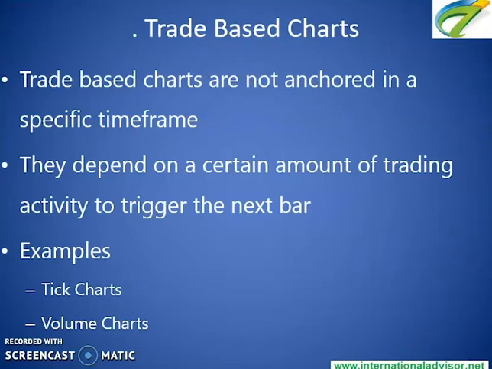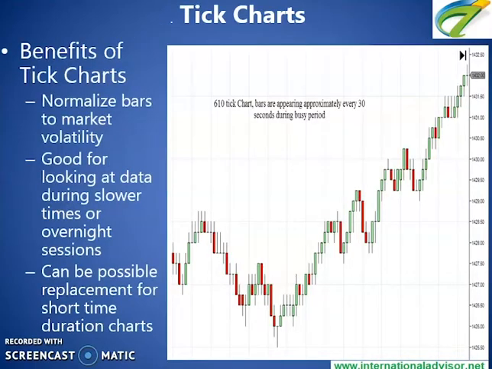Then there are trade-based charts. Trade-based charts are not anchored in a specific time frame. They depend on a certain amount of trading activity to trigger the next bar, for example tick charts or volume charts. Let's discuss these two. Tick charts generally normalize bars to market volatility, and are good for looking at data during a slower time frame or overnight session, because when there is low activity or more activity, it makes a difference. So on every tick there is a bar or candle, which is represented like this. This is the shortest type of time frame you can say.